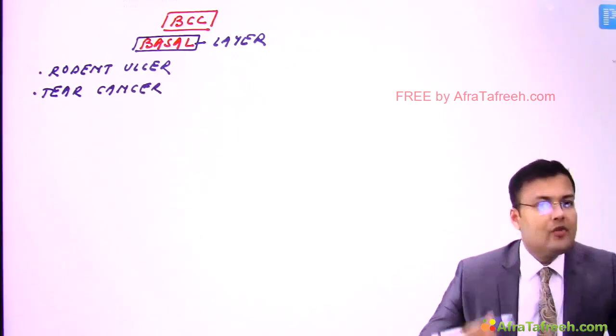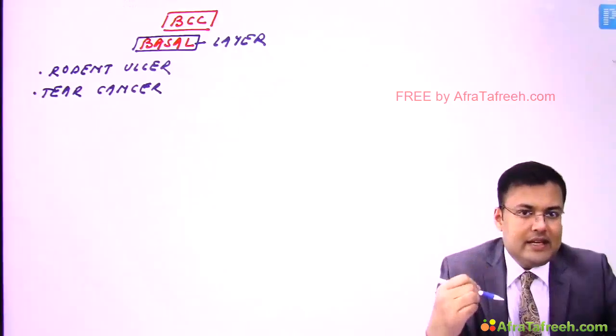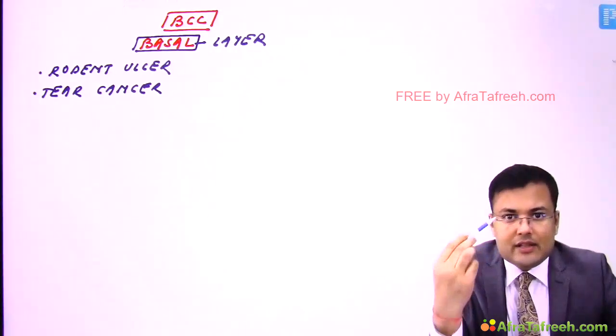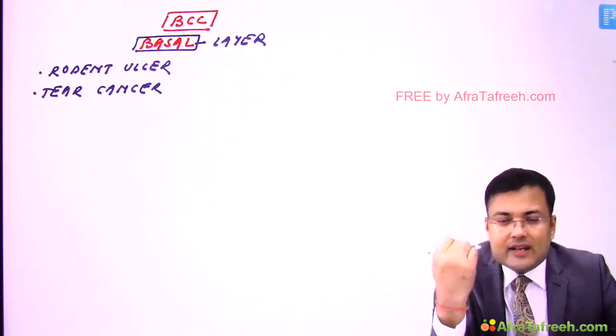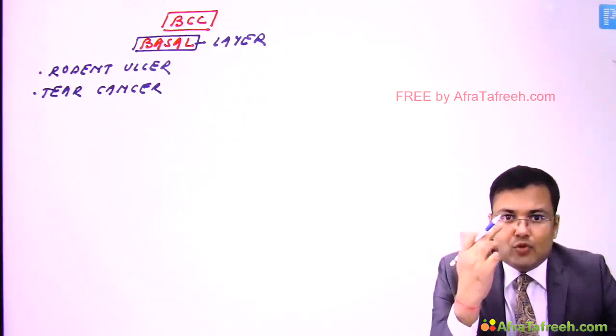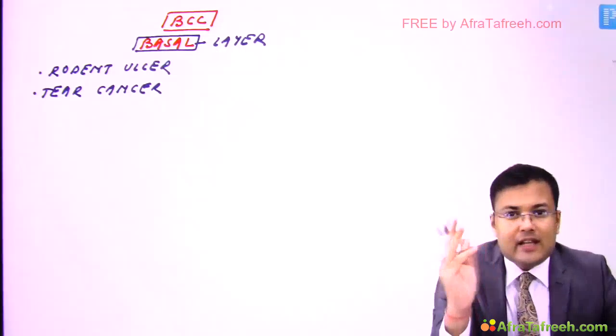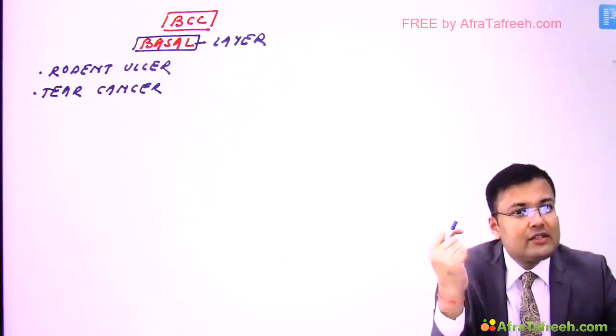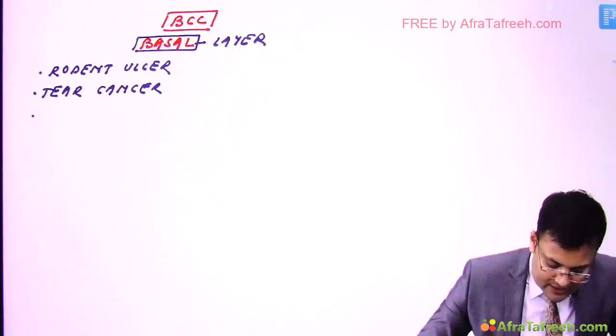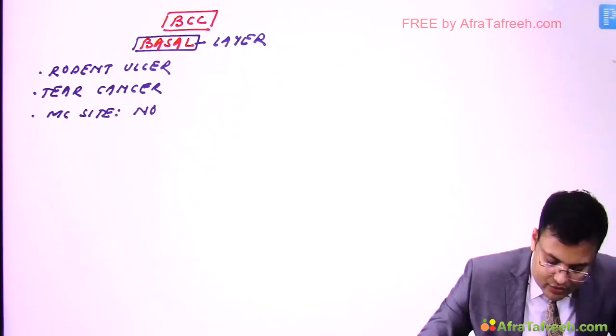Tear cancer. What is the most common site? This was asked many times. It was asked in AIIMS. The most common site is nose followed by inner canthus. In AIIMS exam, nose was not mentioned in the option, and that's why for that question the correct answer was inner canthus. So the most common site is nose followed by inner canthus.